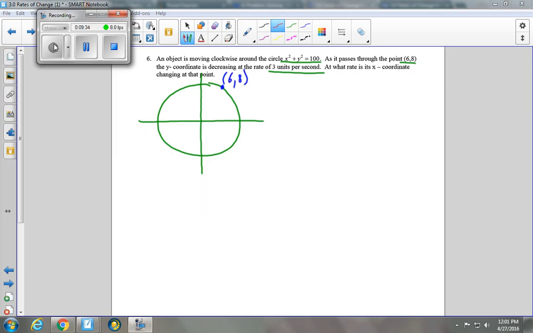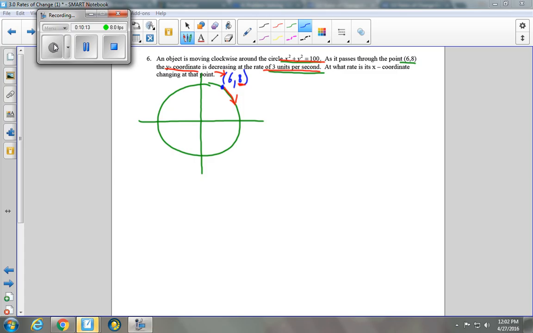Okay, so here's what's happening. There's that point, it's going around a circle. The y-coordinate is decreasing at a rate of 3 units per second. So as this thing is going around the circle, the y-coordinate would change to 5 in 1 second, right? The question is how the x-coordinate is changing as that thing's going around the circle. So what are we going to do? We've got a formula. What are we probably going to have to do with that formula? Probably find the derivative.